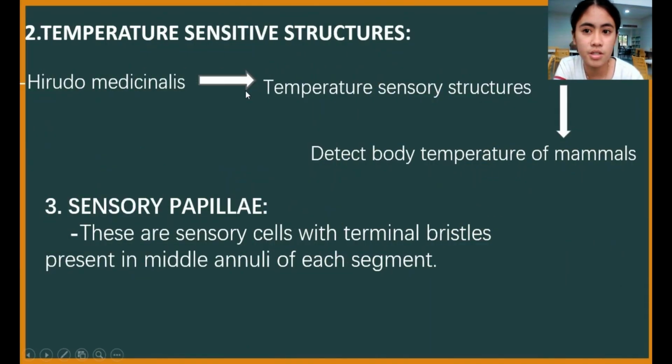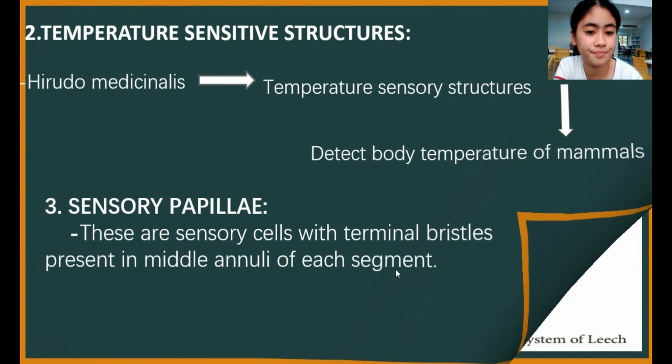Number two, the temperature sensitive structures. Leeches use temperature sensory structures to detect the body temperature of mammals. They are sensitive when it comes to temperature because that's one way of finding their food. Number three is the sensory papillae. These are sensory cells with terminal bristles present in the middle annuli of each segment.